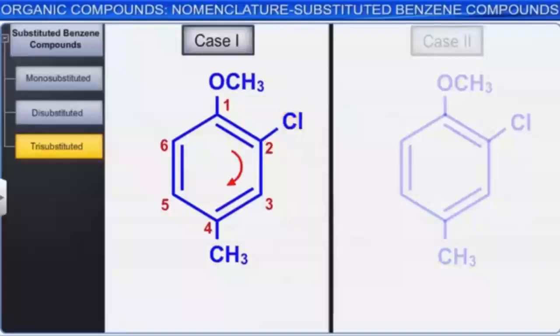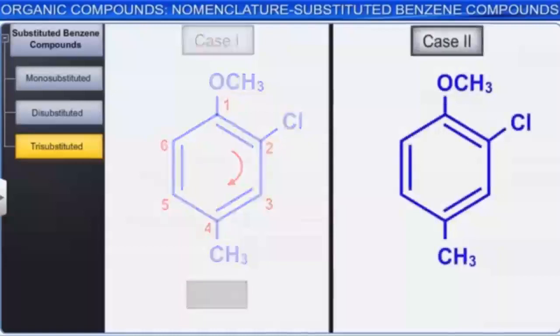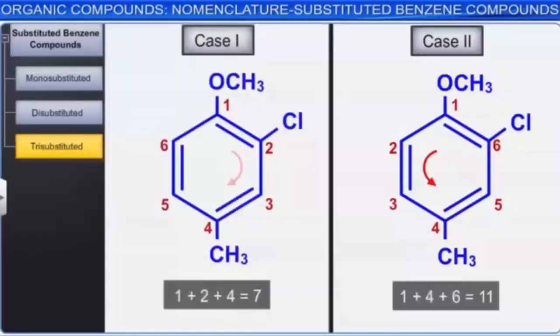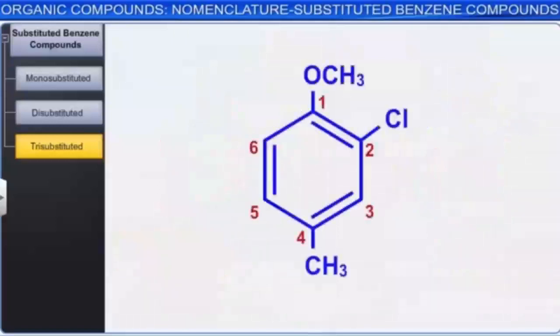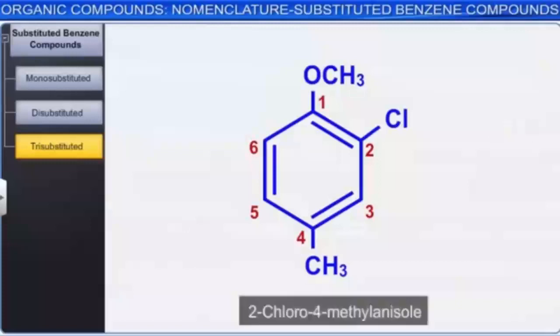Hence, the positions of the substituents present are 1, 2, and 4. In case 2, the numbering is done in the anticlockwise direction, and the substituents get the positions 1, 4, and 6. As per the lowest locant rule, case 1 is the correct way of numbering. Thus, the name of the compound is 2-chloro-4-methylanisole. Note that the names of the substituents are written in alphabetical order. Thus, chloro comes first, followed by methyl.